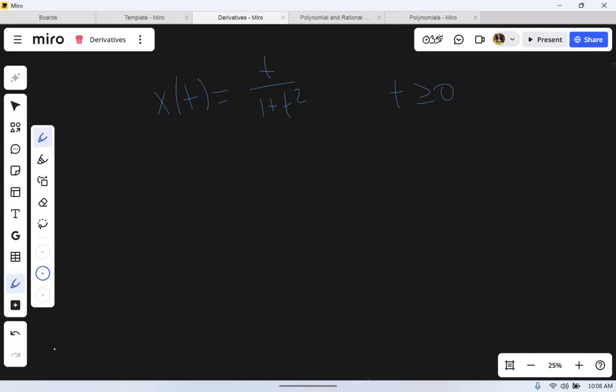T is seconds, X is meters. This one gets confusing, I think, because they use X as the Y variable, so it kind of starts to throw you off a little bit, but it's still, we need the derivative.